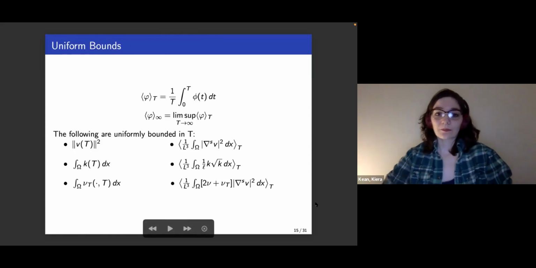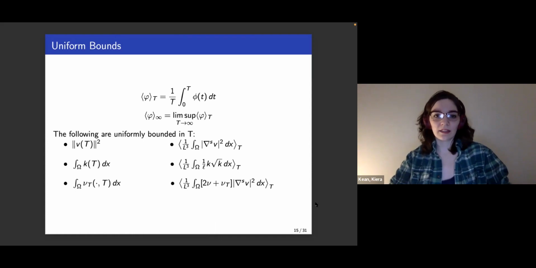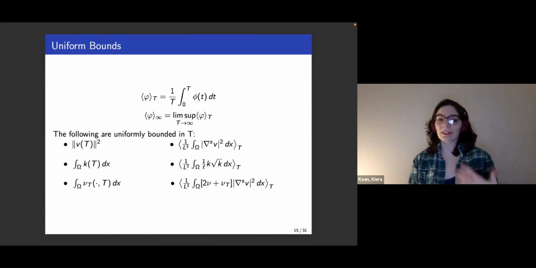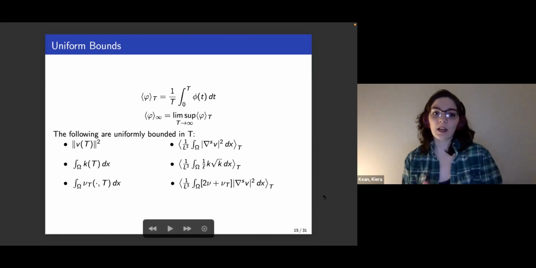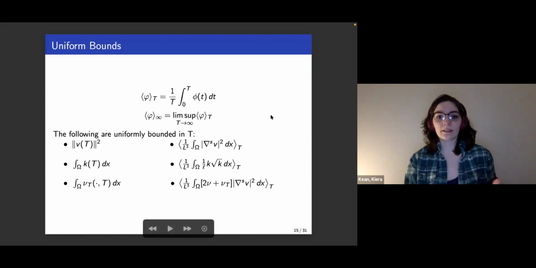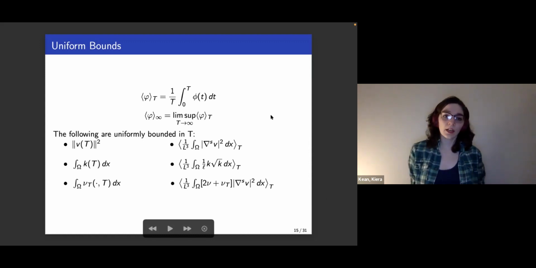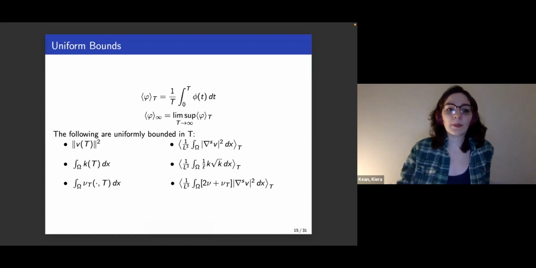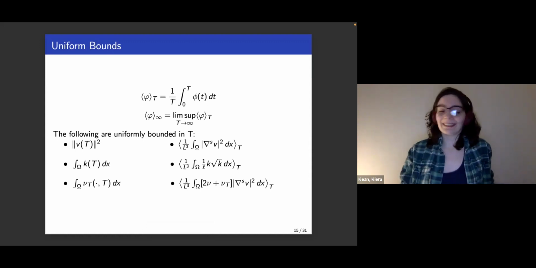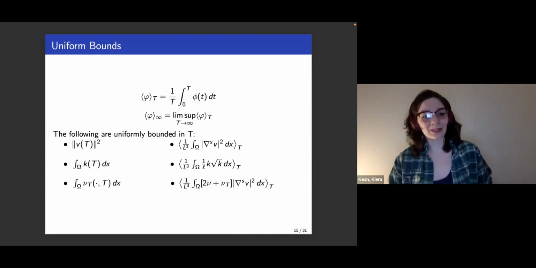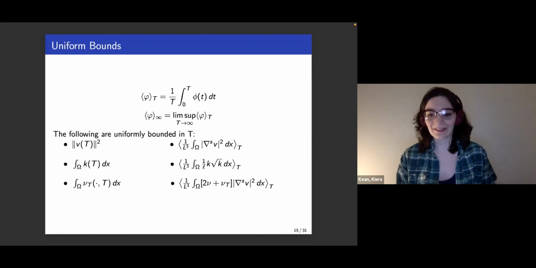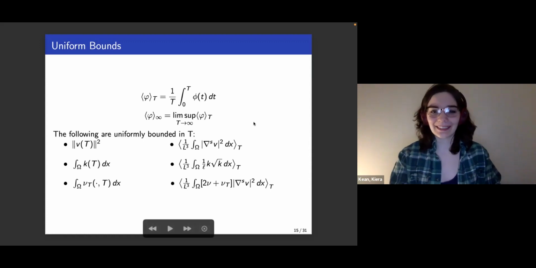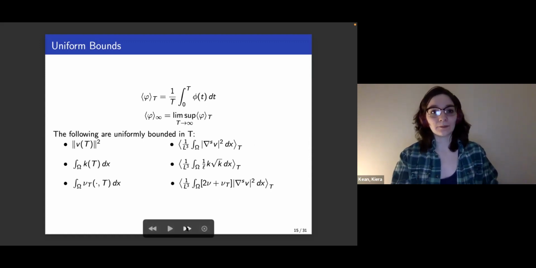So in the paper, we did prove all these uniform bounds on the finite and infinite time average. But again, that's not the interesting or important part, so I will refer you there if you're interested in those details.